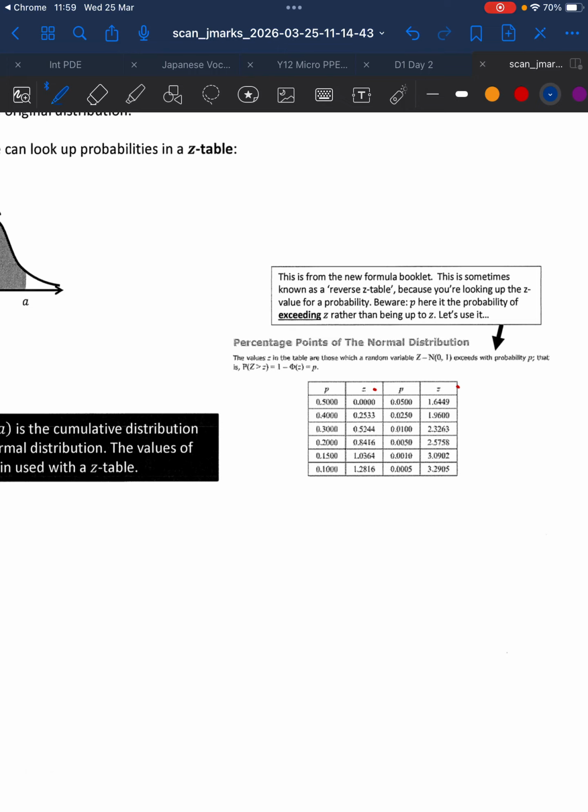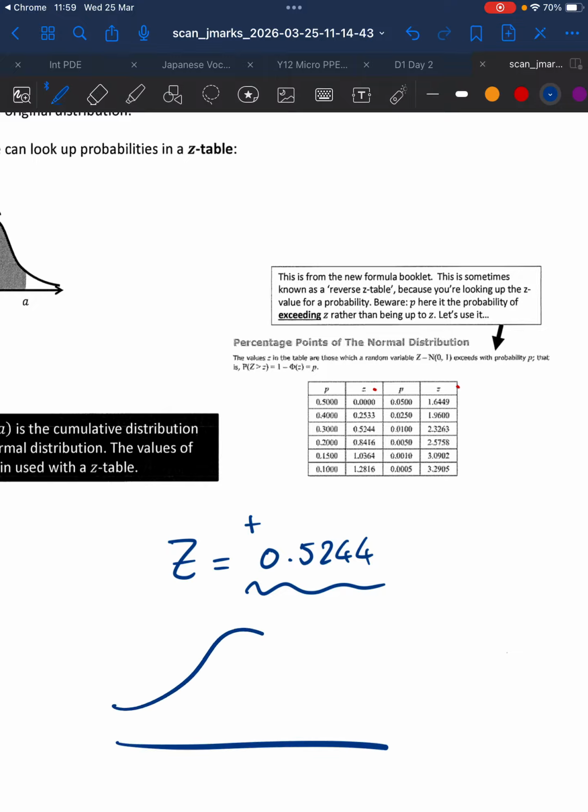So I'd like you to pretend that we have just done some coding and we got a Z result of 0.5244. Okay, so the first thing to say is it's positive, isn't it? Because it's positive and 0 is in the middle, it means that the value is somewhere to the right. Okay, so this is about Z.